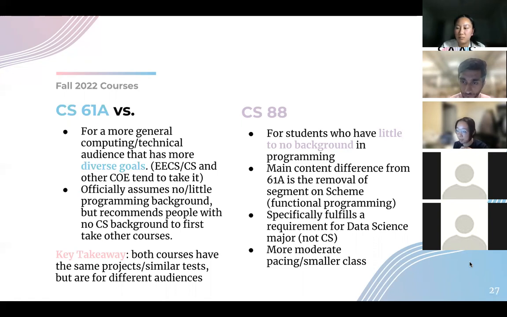For 61A, I would recommend it if you're going for a more serious software route. So that would be like 61B, then 161, 162, the more traditional CS software route. 61A will give you a better foundation than 88. But if you are going for a data science type of role, I think 88 is totally fine as well.